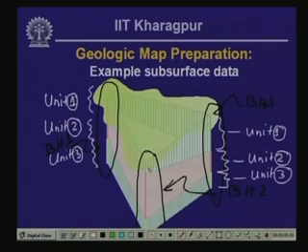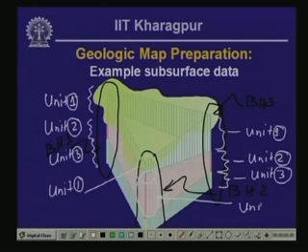And similarly, in case of borehole 3 we have got unit 1 here, unit 2 at this location, and underneath unit 2 is unit 3. You should also realize that it is not necessary to get the same units in all the boreholes that are drilled to cover the project area.